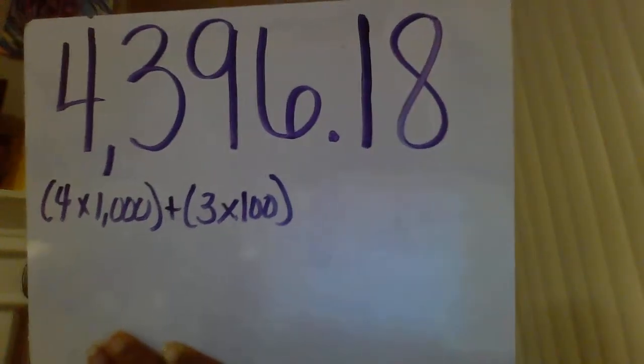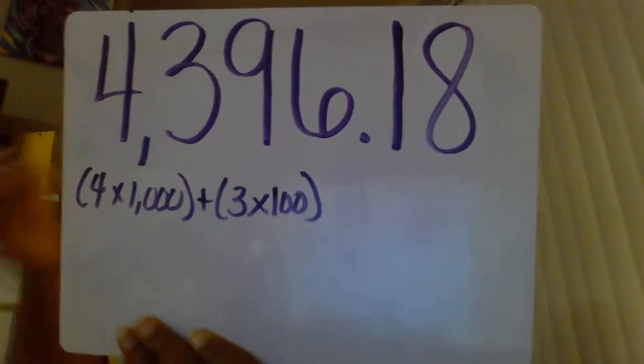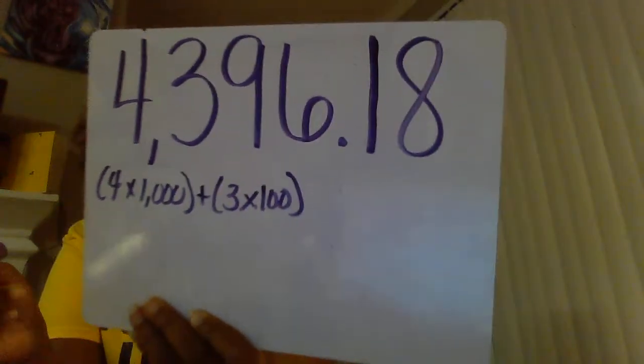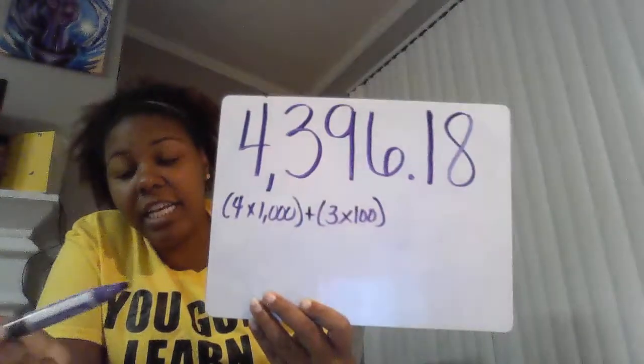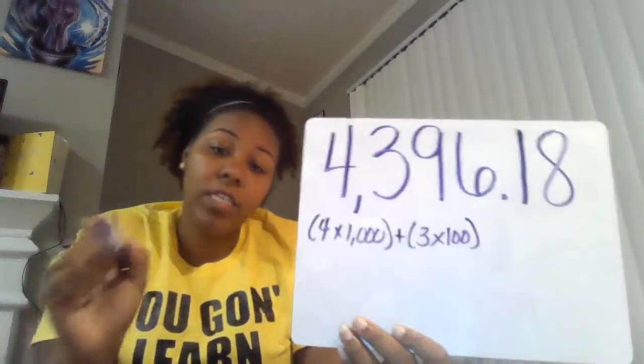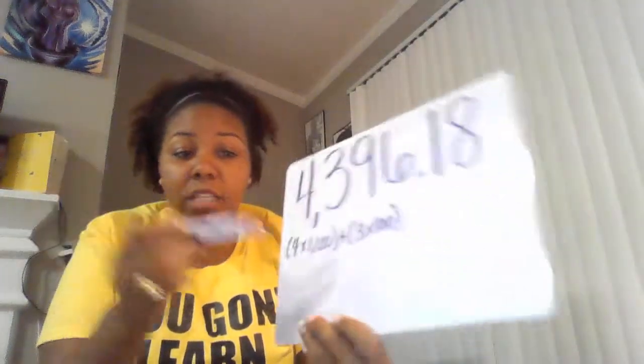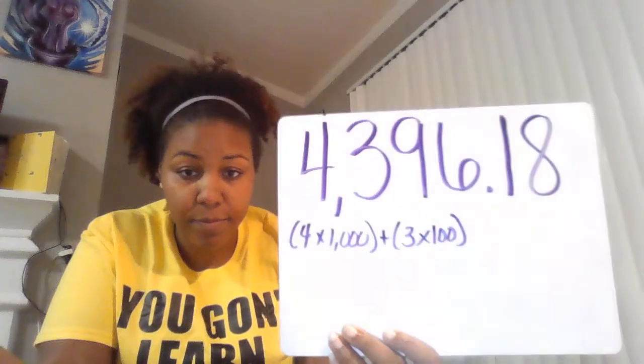Come back to me in 5, 4, 3, 2, 1. Now that we have done this in expanded notation, I'm going to come around to each one of your tables to ensure that it is correct. Now that we are back, that was me high-fiving.